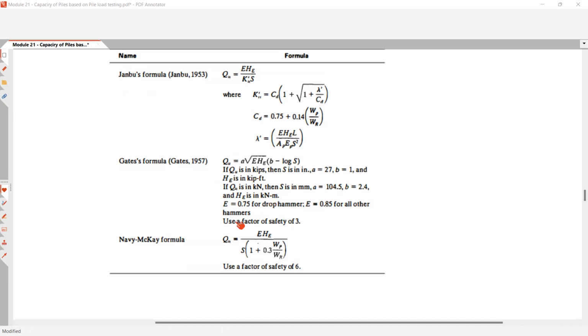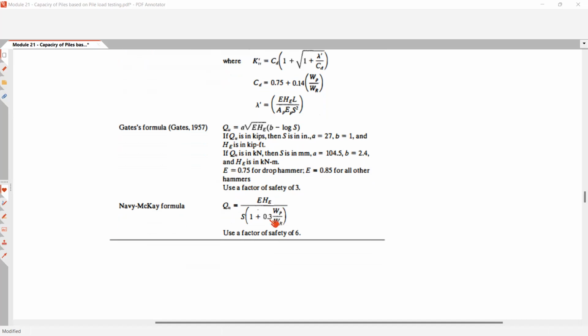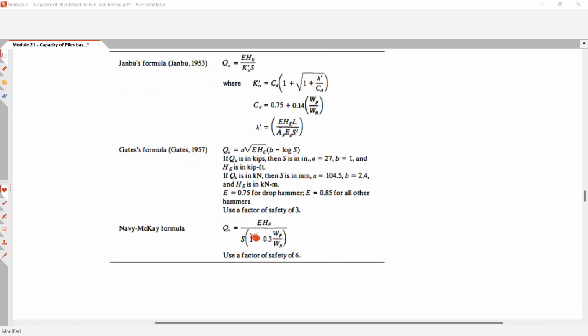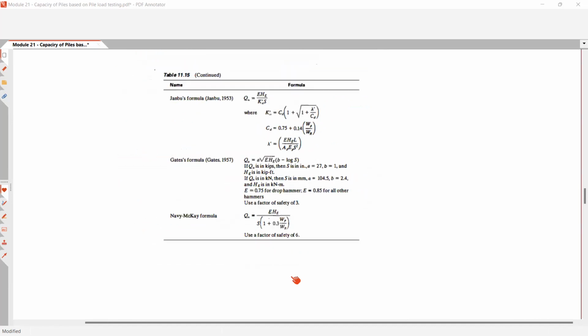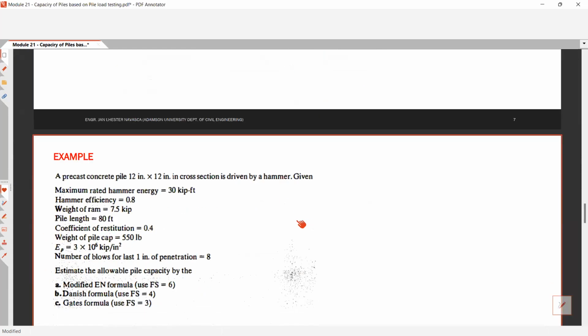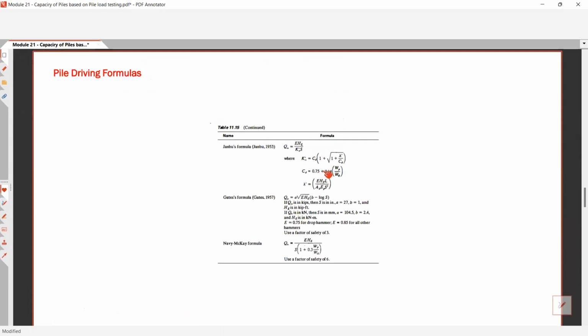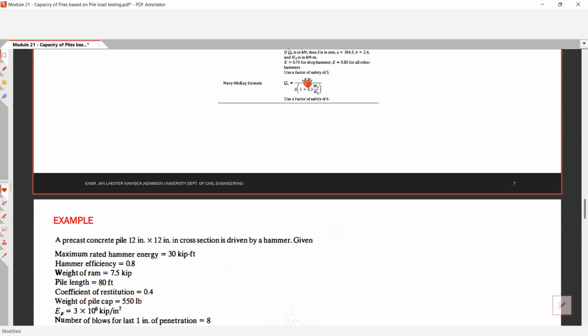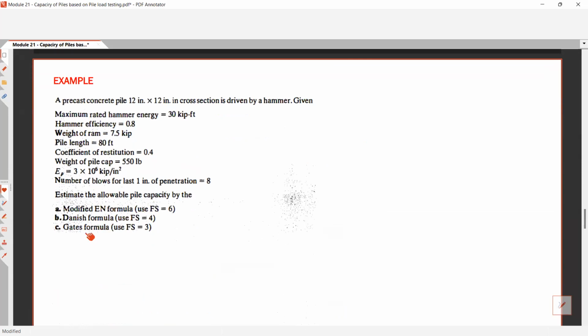Okay. For the efficiency, 0.75 for a drop hammer and 0.85 for all other hammers. Ito yung gamit nilang efficiency, and using a factor of safety of 3 is recommended. And last equation, we have this one, yung E HE over S plus 0.3 WP over WR using a factor of safety of 6. So ito yung Navy McKay formula. Okay. So kadami-dami ng formula. Sige, so maybe we'll try natin yung formula for example problems.